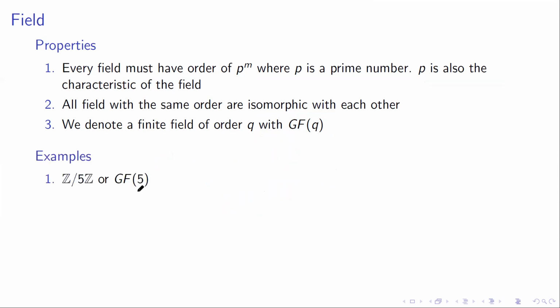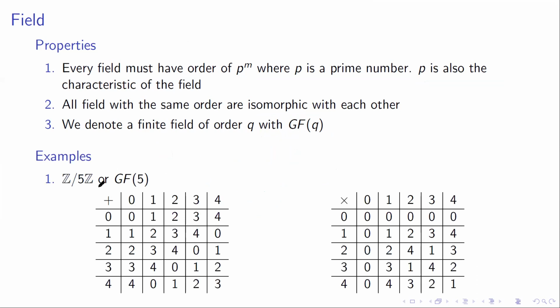Example of fields. If we take the integers modulo 5, then we have this field right here. This is the Cayley table. You can look at it. I will not explain too much about it. A Cayley table is just a group table. Yes, group is addition and subtraction. Ring is yeah, your interpretation is correct.